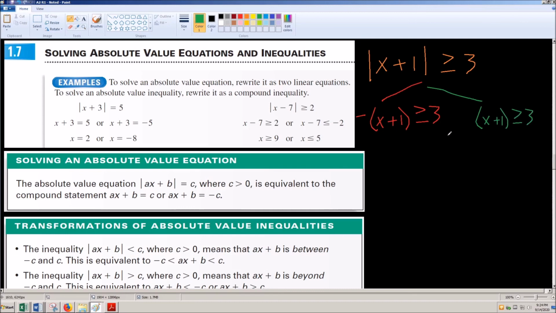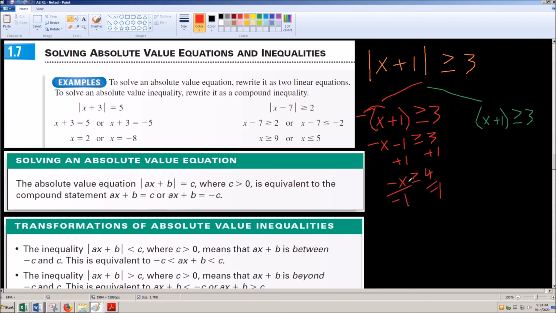Now looking at this one on the left, I want to multiply or divide by -1, or if I wanted to, I could distribute this as well and then do my next step, which is going to be multiply or divide by -1. Doesn't matter which way you think about it. I did the division right off before, so here we'll do our distribution. So now it becomes -x - 1 greater than or equal to 3. I want to get this x by itself, so I'm going to add 1 to both sides. And now I'm going to divide by -1.